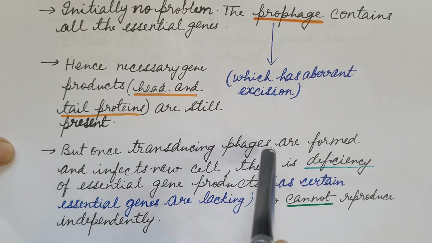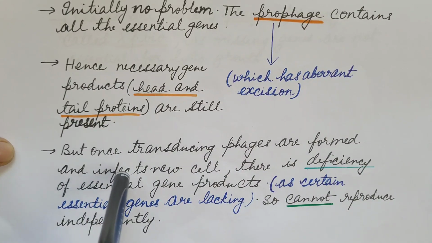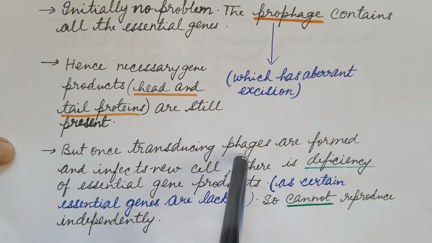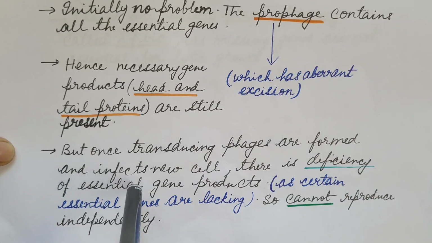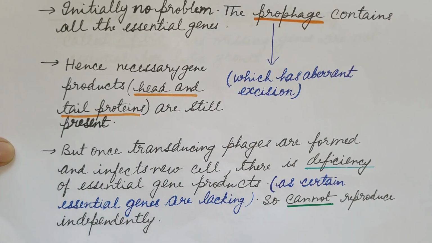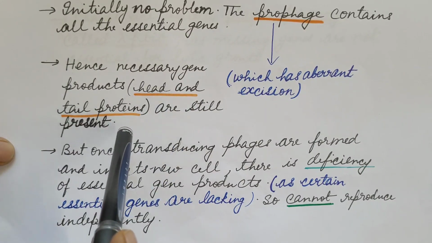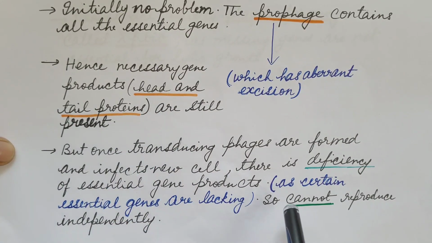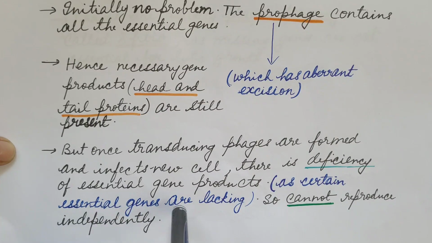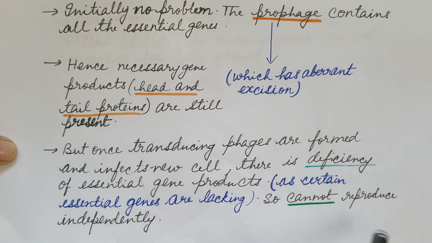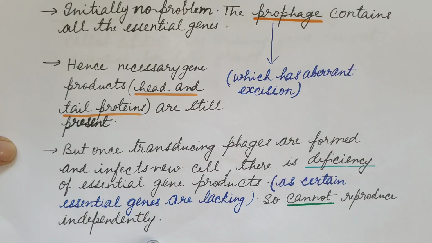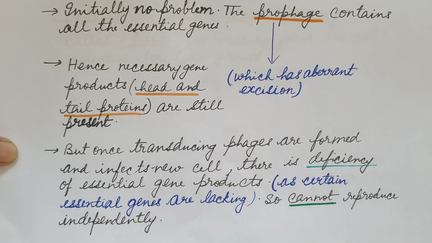But once transducing phages are formed and infect a new cell, then there is a deficiency of these essential gene products, as these lack head and sometimes tail genes. That is, certain essential genes are lacking, so they cannot reproduce independently or the lytic cycle does not take place.